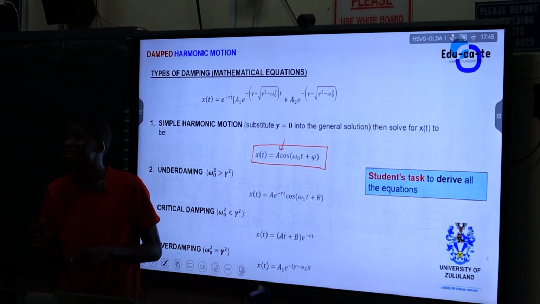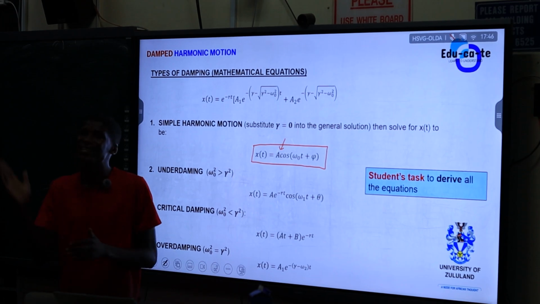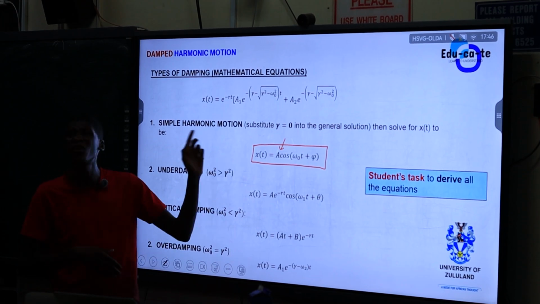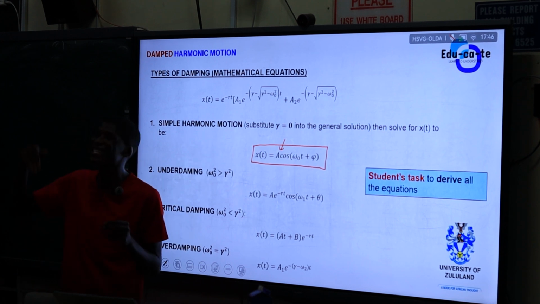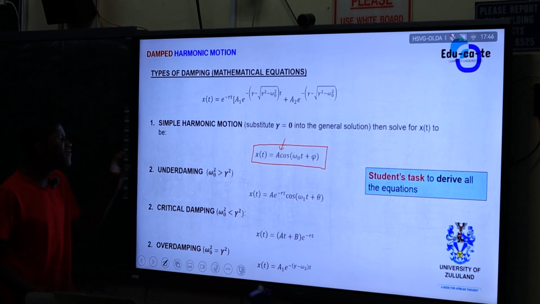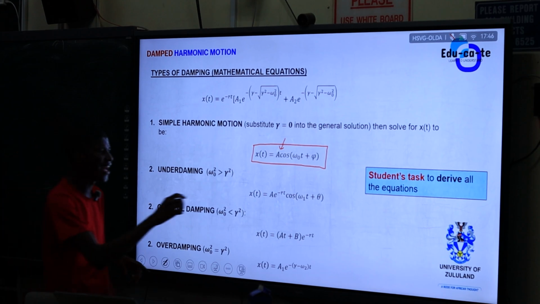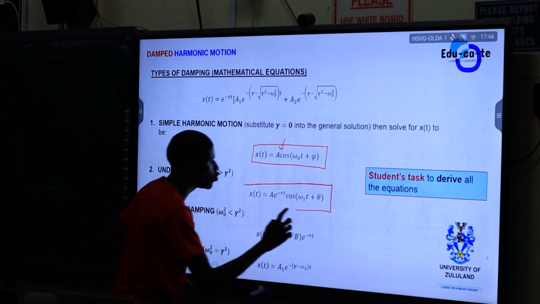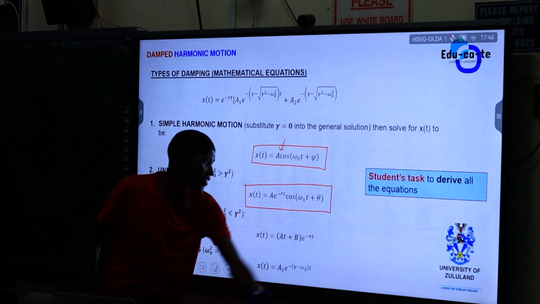The amplitude is constant, it doesn't change. Yes, but we will have a cosine graph if we are having a simple harmonic motion, a sinusoidal function, or it's a cosine graph. And then if you are having under damping, a case whereby oscillations continue but the amplitude decreases, this is the equation that we use to describe it. It's your task to derive all the equations.